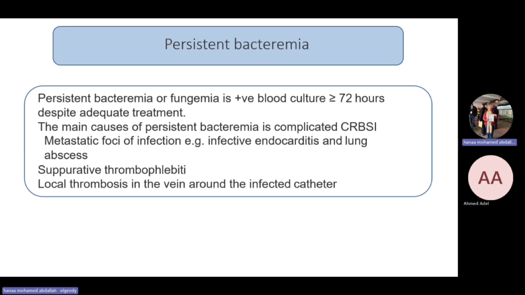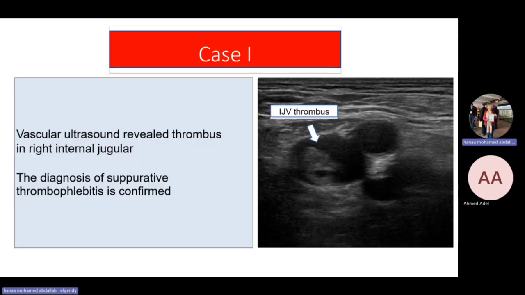bacteremia might be due to metastatic foci of infection like infective endocarditis, lung abscess, or anywhere in the body. There is suppurative thrombophlebitis and local thrombosis in the vein around the infected catheter. In this patient, the Doppler vascular ultrasound revealed thrombus in the right internal jugular vein. So we should manage this patient as a patient with infective endocarditis.